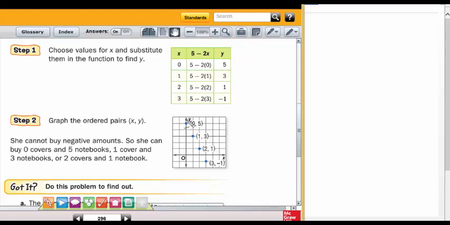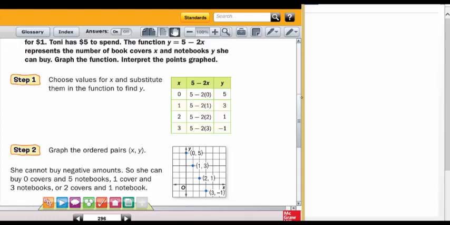Lastly, we can graph these ordered pairs, and we have (0, 5): move left or right 0 and up 5, which would be right here. (1, 3) would be right here, (2, 1) is here, and (3, negative 1) would be here. Once we get done graphing the ordered pairs, we can take a look at what her options are. She can't buy negative amounts, so this doesn't make any sense here. So she can buy 0 covers and 5 notebooks, or she could buy 1 cover and 3 notebooks, or 2 covers and 1 notebook. Those are her choices.